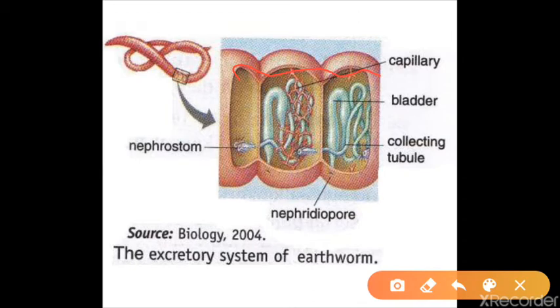excretory waste. Here we can see the nephrostome and here the nephridial pore. Through the nephridial pore, from the outer skin, they remove the waste. We can see here the collecting tubes and the nephrostome. From here they filter their waste, the collecting tube collects the waste material and gives it to the nephridial pore. Through the nephridial pore, that is the outer skin, the earthworm removes its wastes.